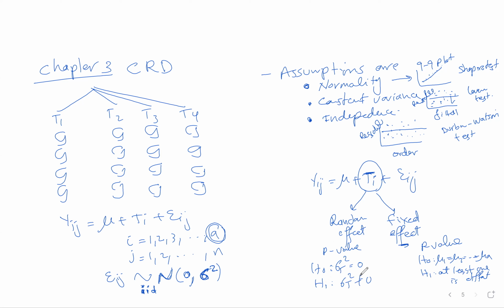You see, the way you calculate the values in the ANOVA table is the same. You do not change anything. But the p-value in your table is used to test mu1 equals mu2 up to mu A, or at least one is different, if you assume fixed effect. But if you assume the treatment factor is random, you use the p-value to test H0: sigma tau square equals 0 against sigma tau square doesn't equal 0. So let's work with the fixed effect first.